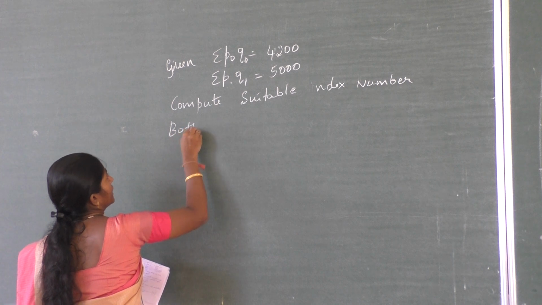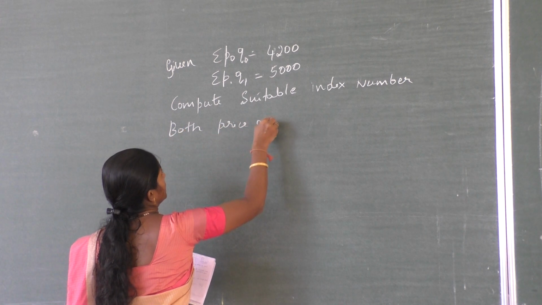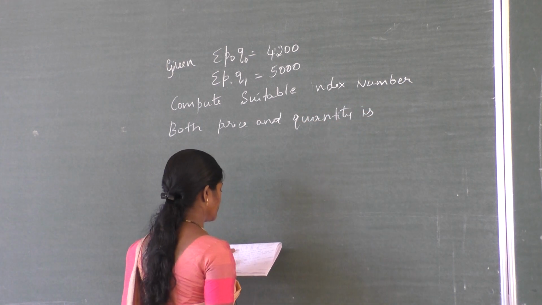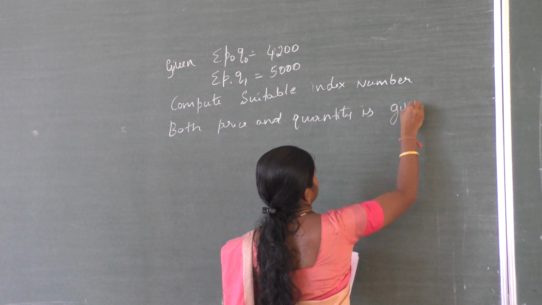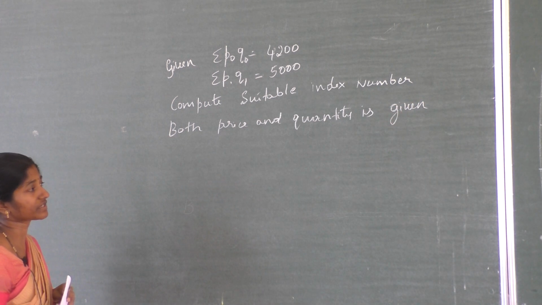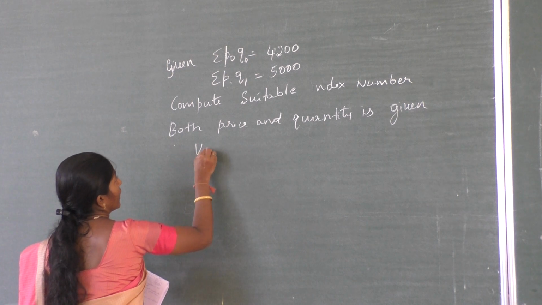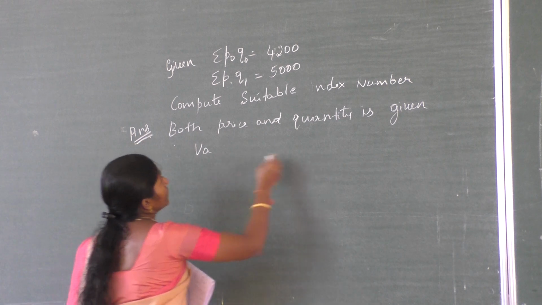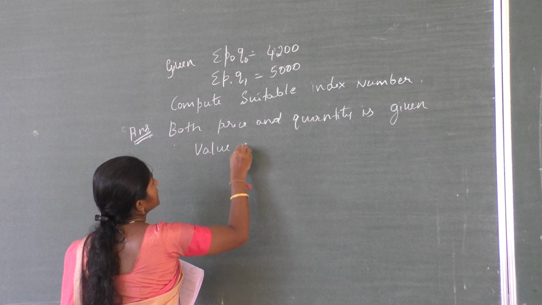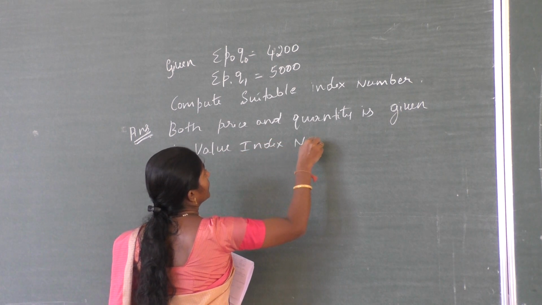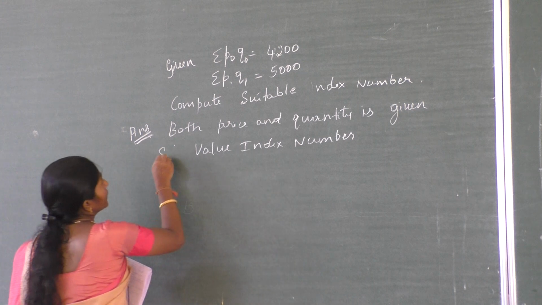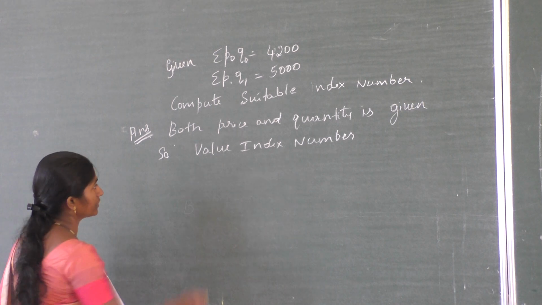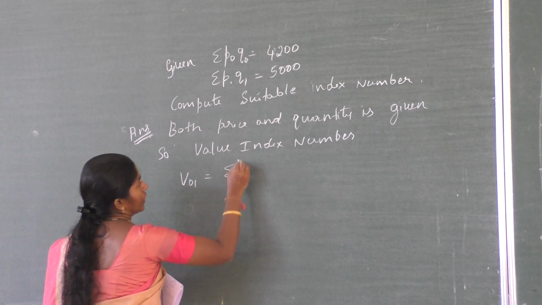Both price and quantity are given, therefore we have to take the value index number. So this is the answer: value index number. Both price and quantity are given, so we have to take the value index number. Now we will solve the value index number. We have to write the formula.